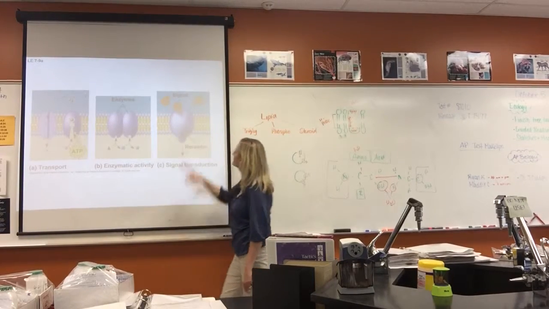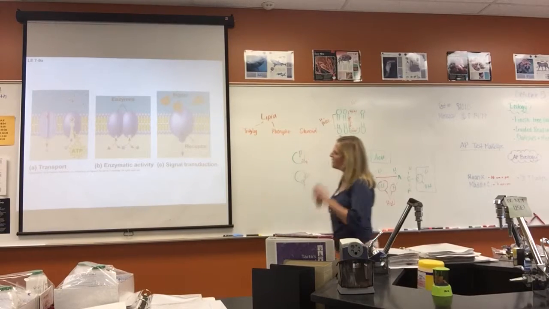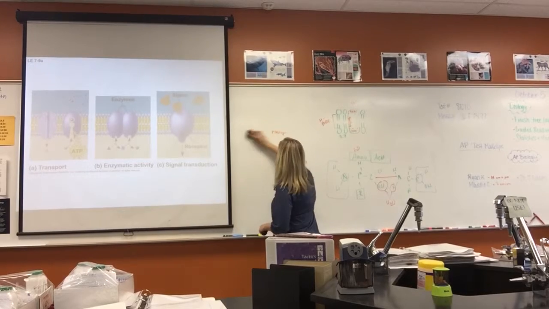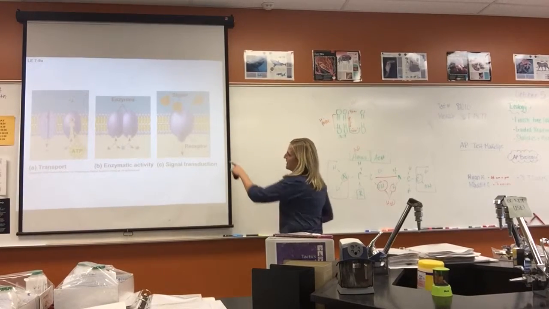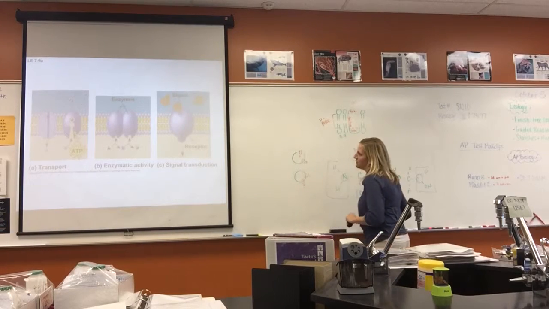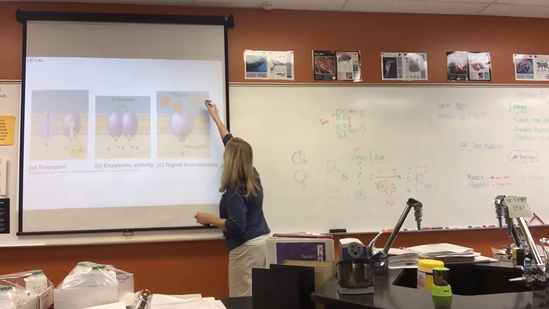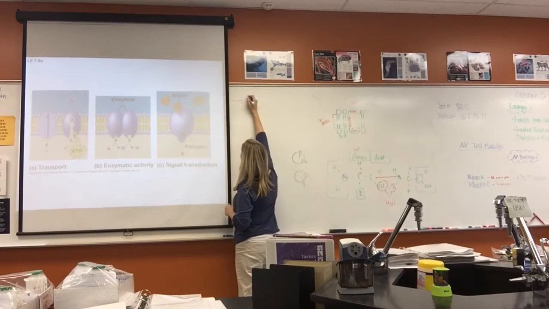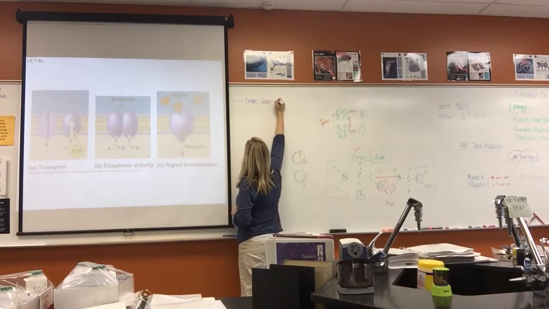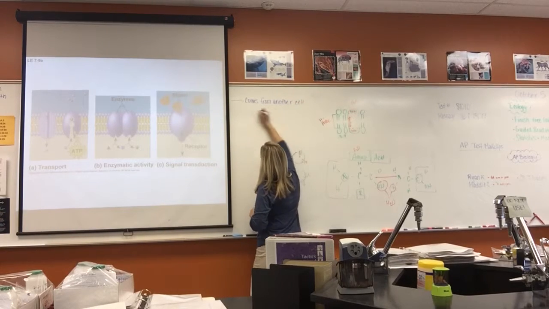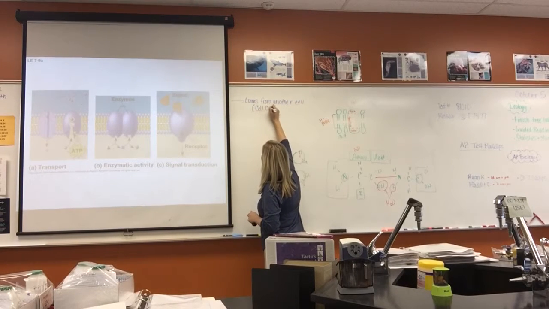So those are enzymes. Another type of function in the cell of a protein is a receptor protein. And it says signal transduction. This is a way for cells to communicate with one another. So this signal molecule comes from another cell. And this is involved in cell communication.